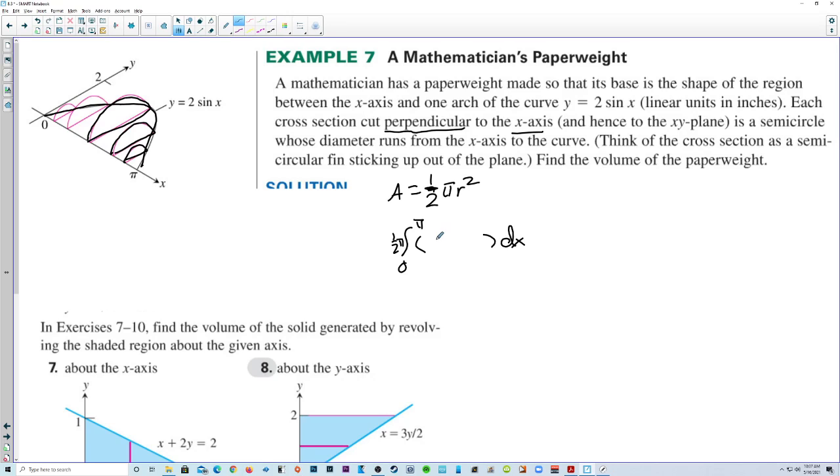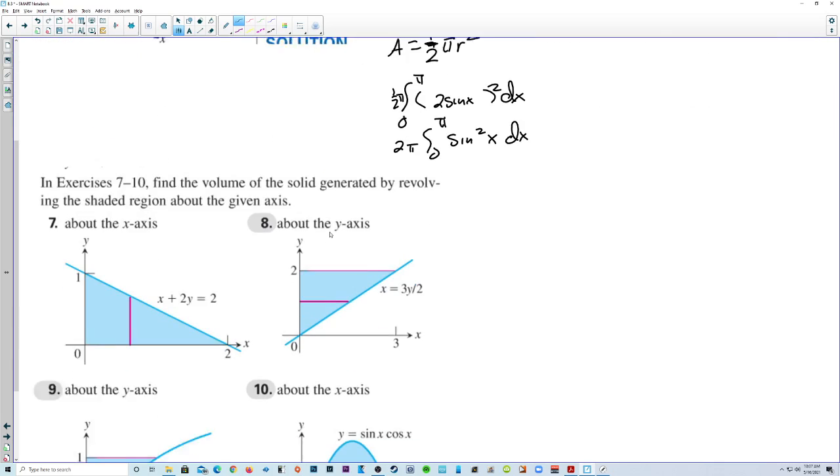All right, well, it's 2 sine x, 2 sine of x squared. There it is set up. That'll be 4 when you square it, so if you pull that out, half of 4 is 2, so 2 pi, 0 to pi of sine squared x, and then you need the power reduction formula for sine to actually integrate this.